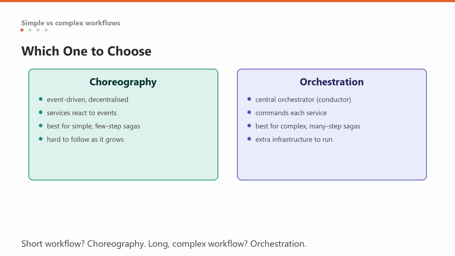It shines for complex sagas with many steps and branching logic, because the whole flow is visible in one orchestrator, at the cost of extra infrastructure. The rule of thumb, reach for choreography when the workflow is short and simple, and orchestration when it's long, complex, or you need clear visibility and control.